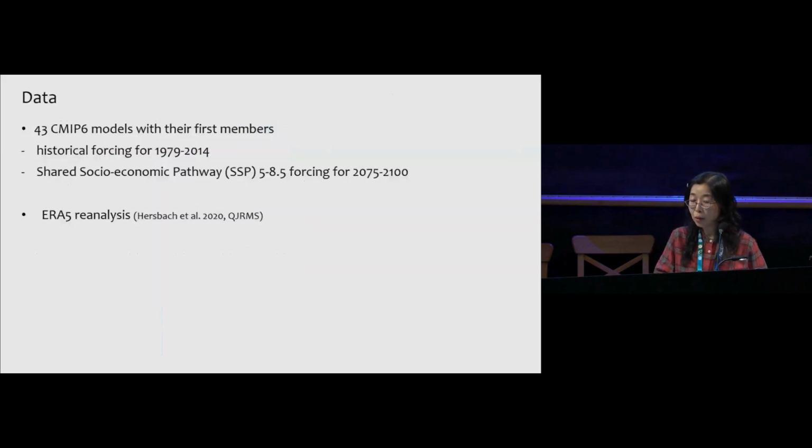So for this study, we analyzed the 43 CMIP6 models with their first available members with the historical forcing for 1979 to 2014 and the SSP5-8.5 forcing for 2075 to 2100 to capture a clear signal from increasing greenhouse gases, although this highest emission scenario is unlikely to eventuate. For the observation analysis, we used ERA5 reanalysis data.